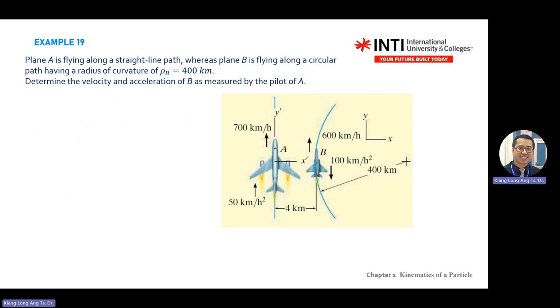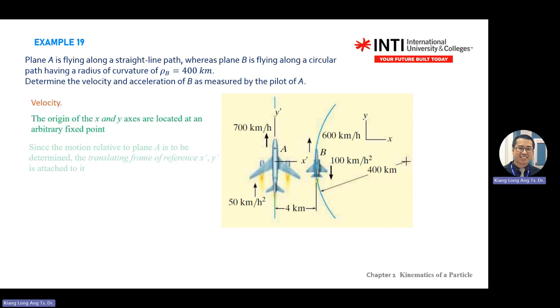Okay, determine velocity and acceleration of B as measured by pilot A. So you should be able to write B/A from A. So VB/A is also equal to VB minus VA. You just convert the slash to become negative. Okay, so the rest you read.